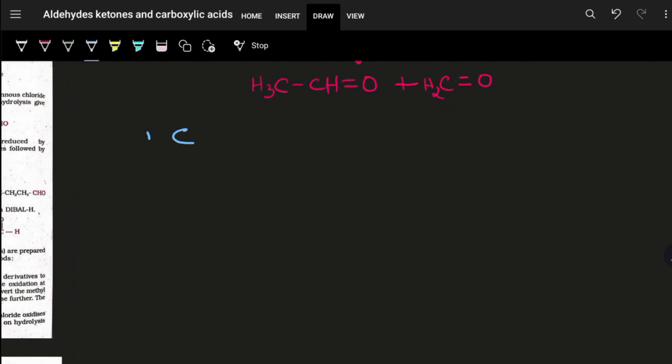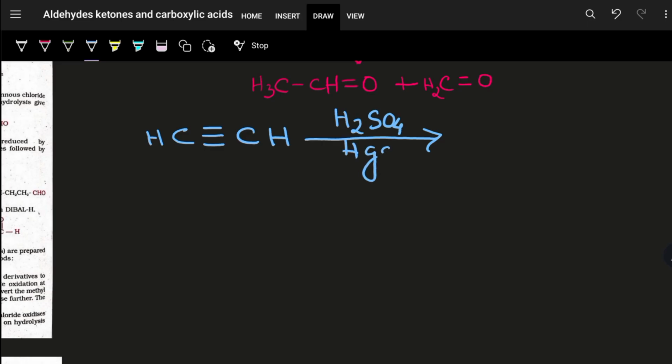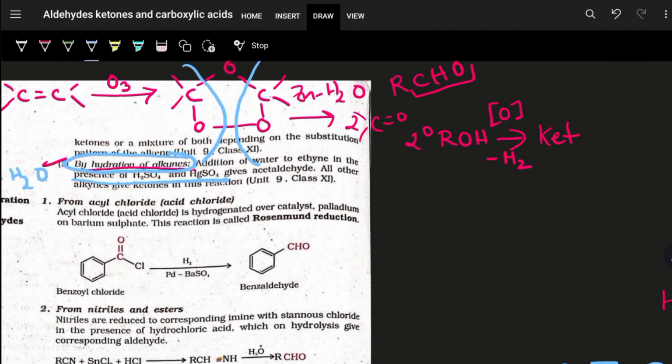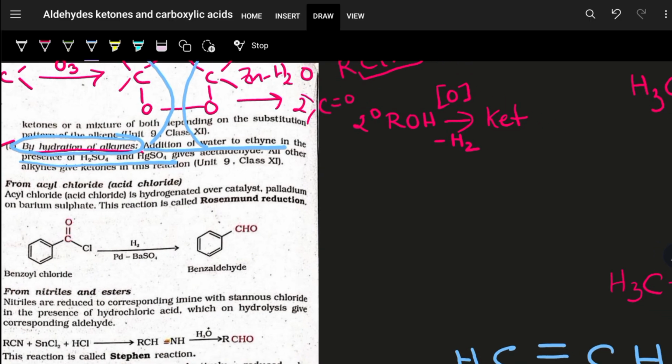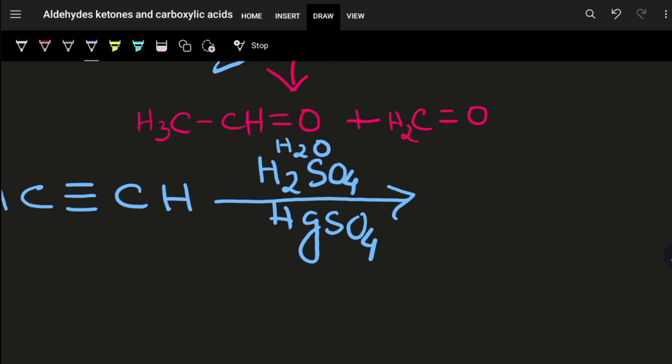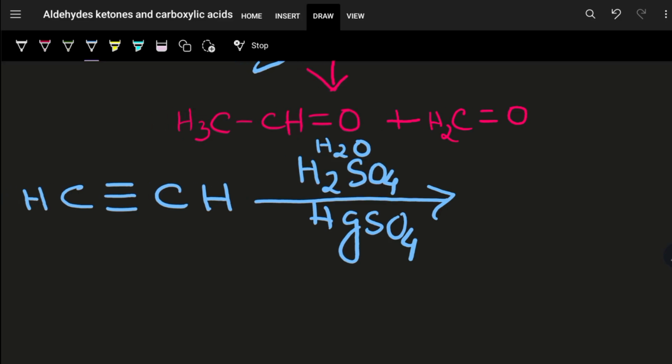Say I am taking ethyne, CH triple bonded CH. This is alkyne. Now H2SO4, HgSO4 here actually is the reagent. Let us see over here: addition of H2O to ethyne in the presence of H2SO4 and HgSO4. So of course we need to mention that here H2O is there. That's why hydration, that is plus H2O in presence of H2SO4 and HgSO4.